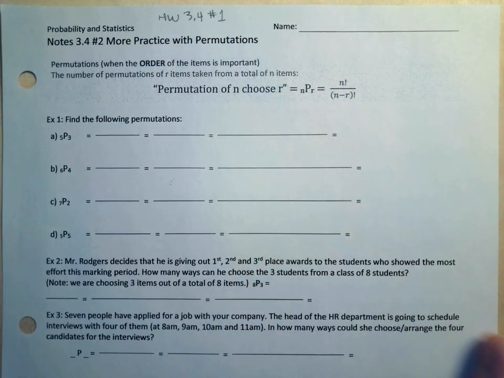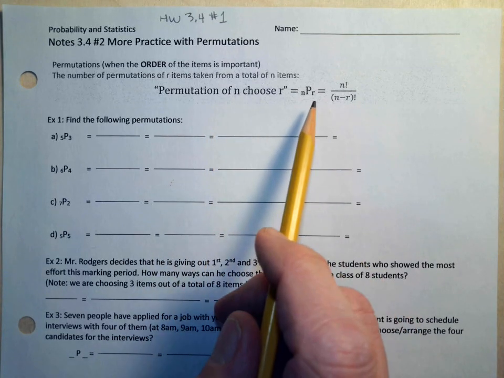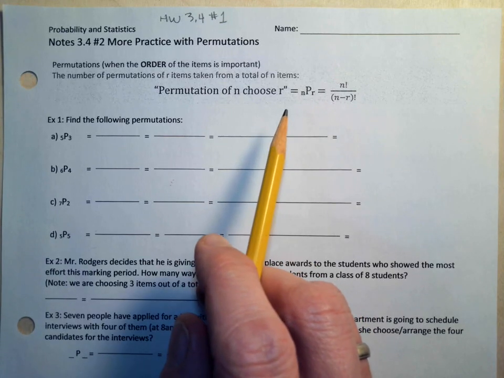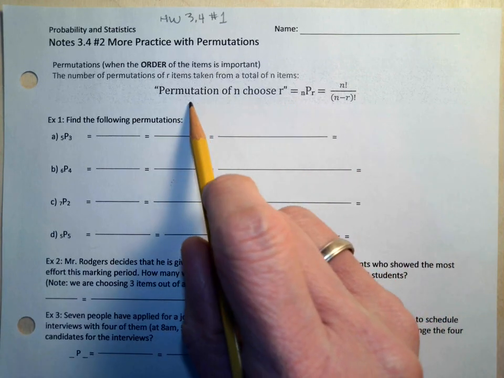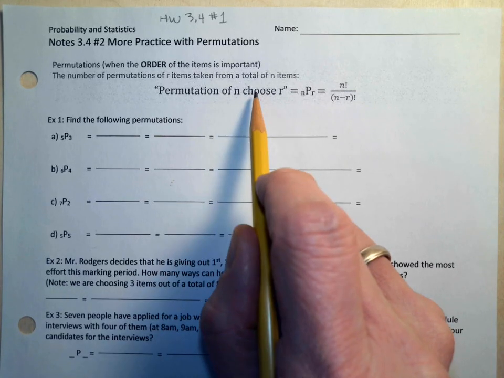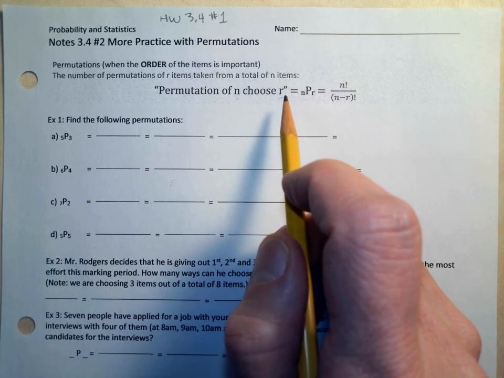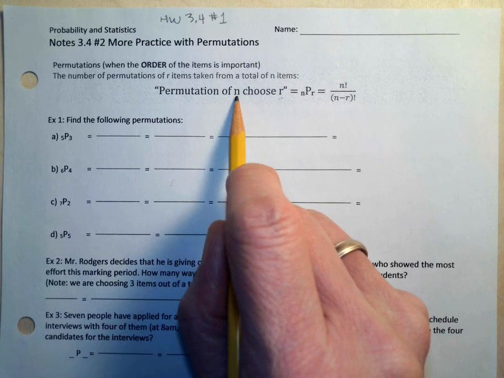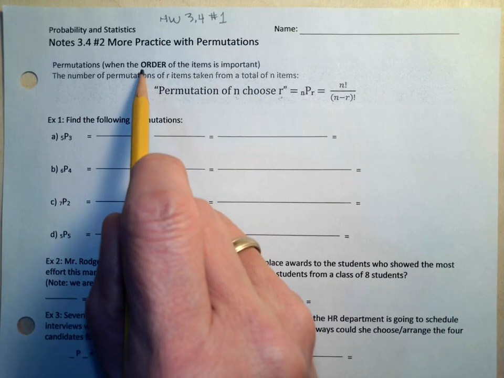Okay, so we're going to review a little bit of permutations. We already looked at this formula last class, but a permutation is a number of ways of ordering a set number of items. So, for example, we say a permutation of n. So I have n items, n things, and I'm going to choose r of them. So n and r are variables representing whole numbers. So n is the total number of items, r is how many of those items I'm choosing. And here we're interested in the order, right?